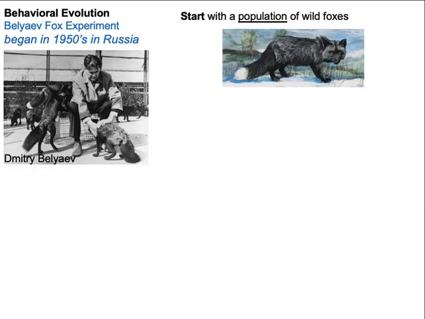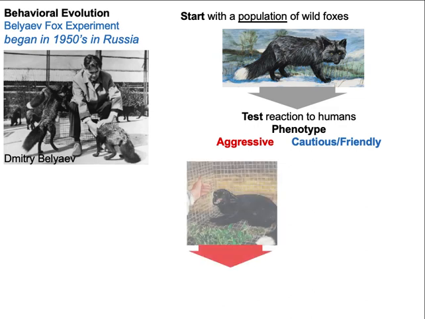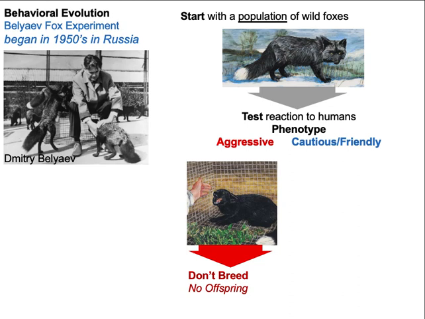And so essentially what happened was they started with a population of wild foxes. They tested the reaction of those wild foxes to humans. And some of the foxes naturally were more aggressive toward humans, and others were more cautious or friendly. And so what they did was they didn't breed the aggressive ones, and so their evolutionary fitness decreased. Right? They didn't pass on their genes related to increased aggression.